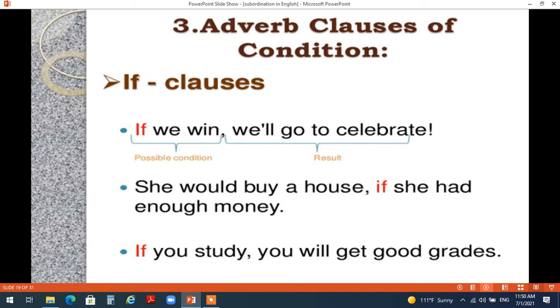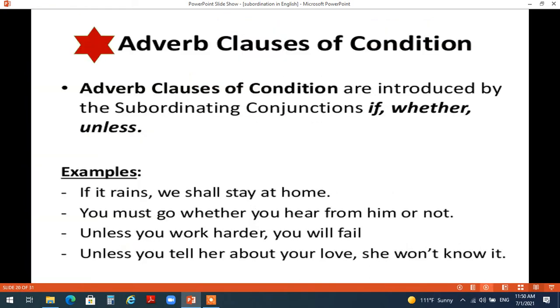She would buy a house if she had enough money. If she had enough money, this is the adverbial clause of condition. If you study, you will get good grades. Again, if you study, this will be the adverb clause of condition. Adverb clauses of condition also can be introduced by using other conjunctions, not only if. You can use whether and you can use unless to express a condition relation.